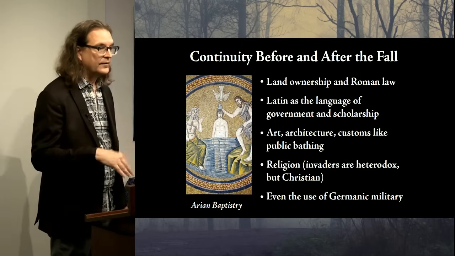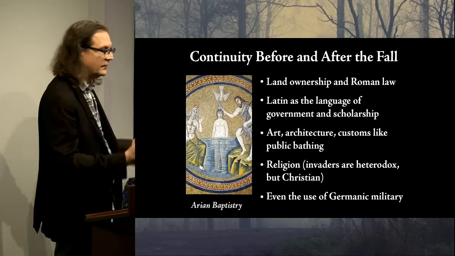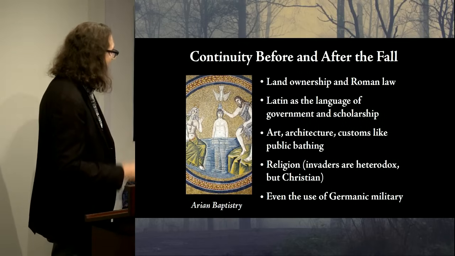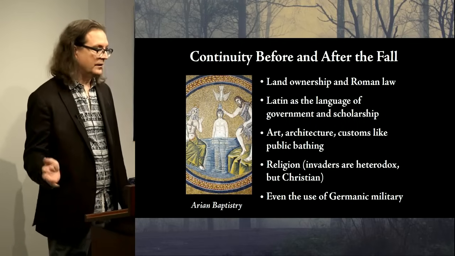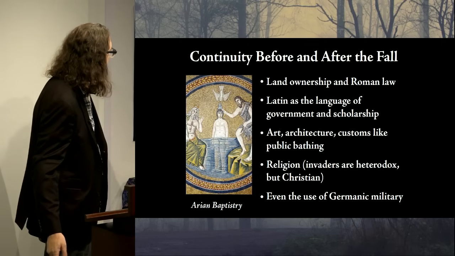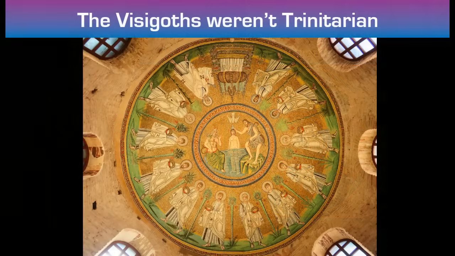So in other words, they're not mainline Christians. They're not the same. They're in schism from their Roman subjects. Even though, as we've seen, the use of the Germanic military is total continuity, because before and after the fall of the Roman Empire, they're already using that. So what is their kind of Christianity?